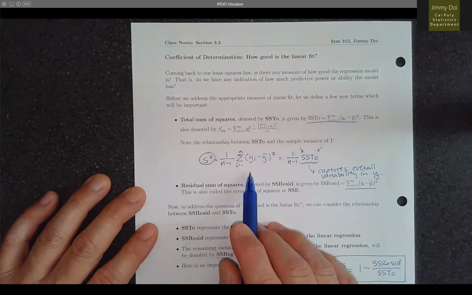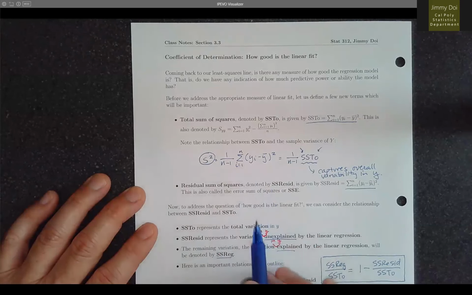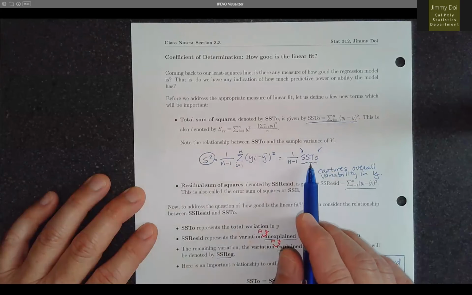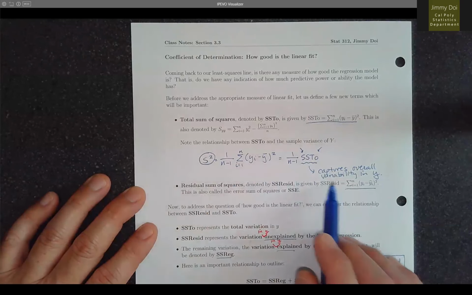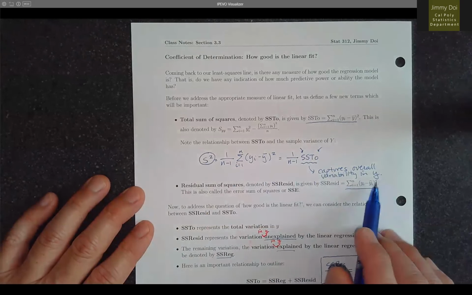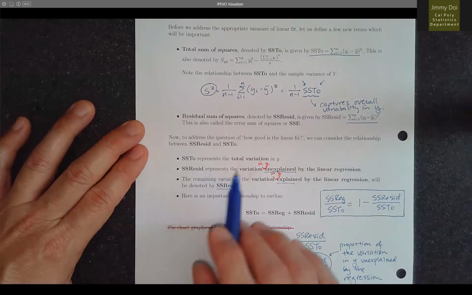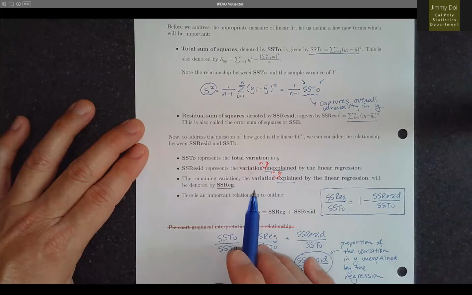And if you recall, sample variance is a measure of spread or variability of the variable of interest. In this case, it's y. And so that part right there is really the most important part of this formula. There's this 1 over n minus 1, that's just an averaging term, right? But that really captures the overall variability in y being the response variable. Now, this was the part I want to bring back to your attention. SSTO represents the total variation in y. I said this before, I'll say it again.